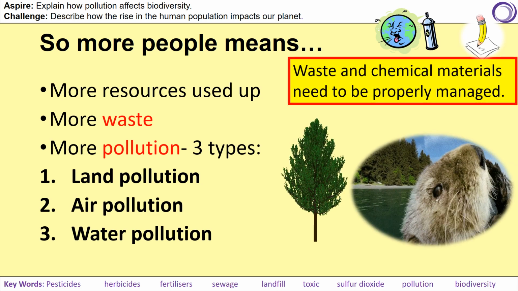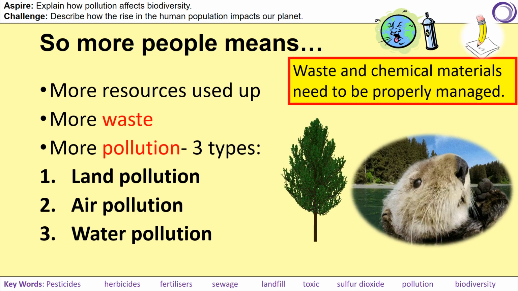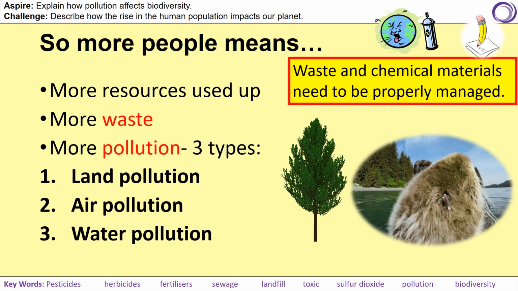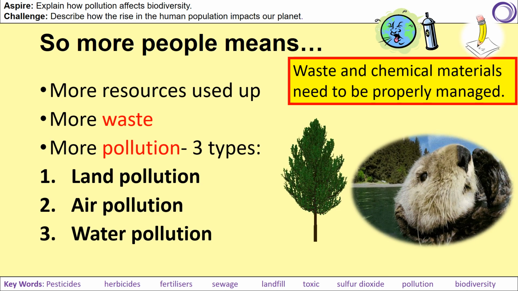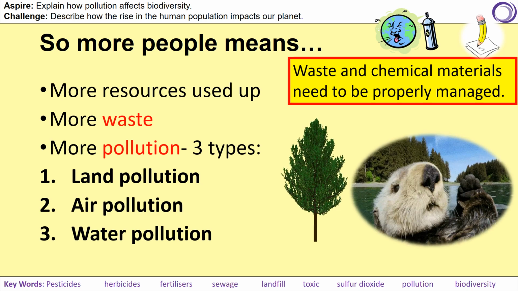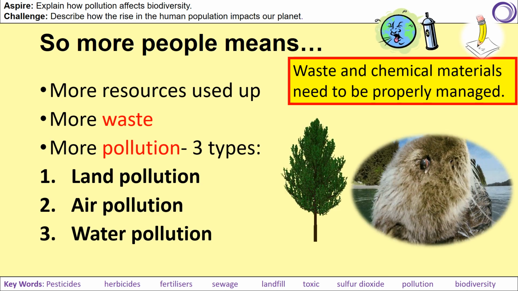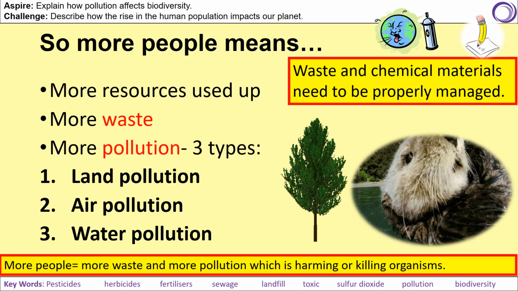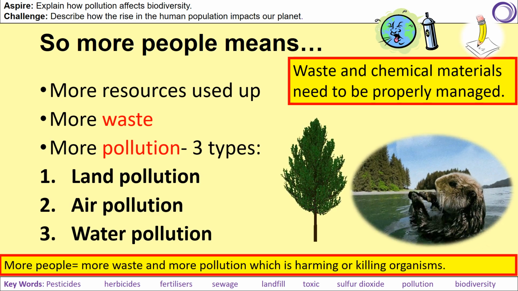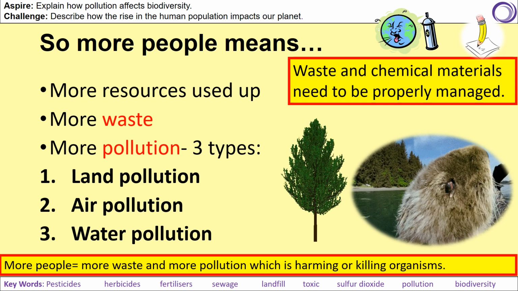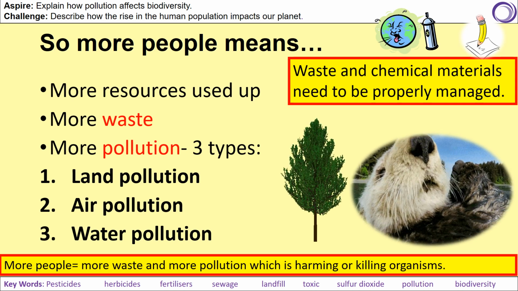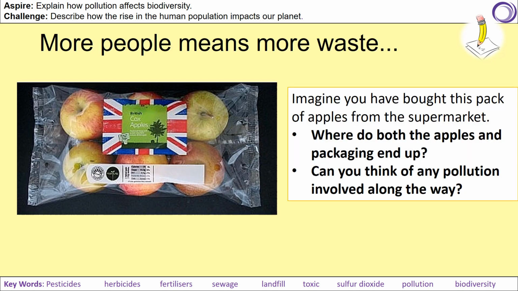Unless we dispose of our waste and chemical materials properly, then the levels of pollution will become dangerously high and affect all our ecosystems on this planet. So, more people means more waste and more pollution, which is harming or killing organisms. So more people means more waste.